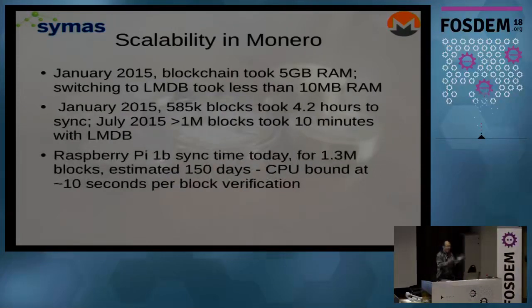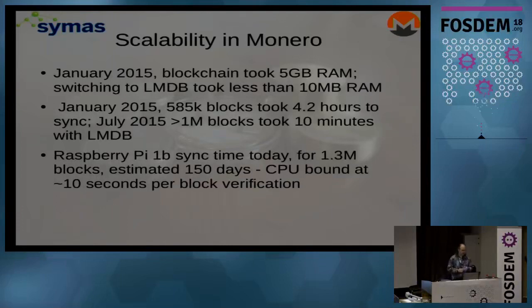Now, this is actually the part where I get personally involved in the project. Before 2015, the Monero blockchain was stored completely in RAM. And this was a problem for the project because that meant they actually couldn't run on 32-bit PCs once they got over a couple of gigabytes. And by 2015, their blockchain was 5 gigabytes in size. But they started using my database, LMDB, and brought their memory footprint down to 10 megabytes.